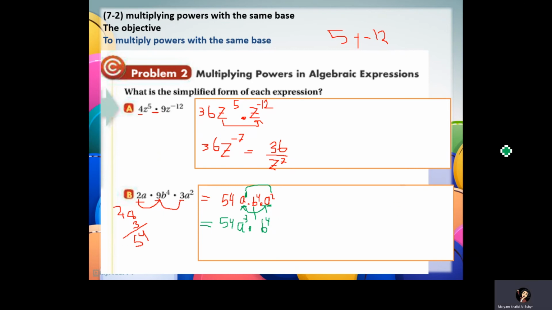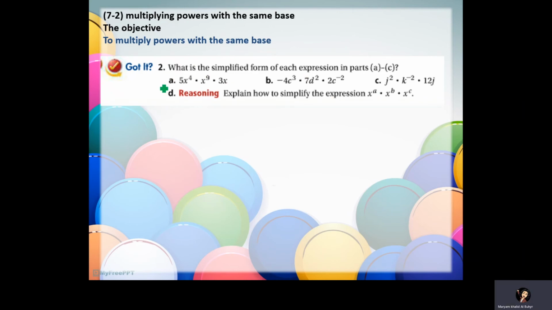Let me give you more exercises related to that. Again, once you watch my video, try to understand the problem, then try to practice the exercises. Here we have this one. The first one, exactly same idea. The coefficient here, nothing, which means 1. 5 times 1, 5 times 3, it's 15.